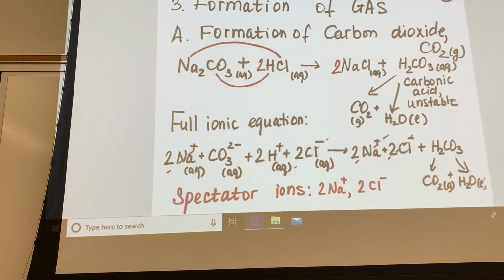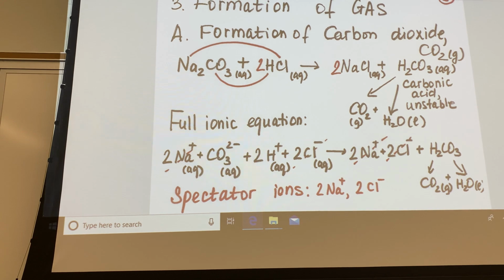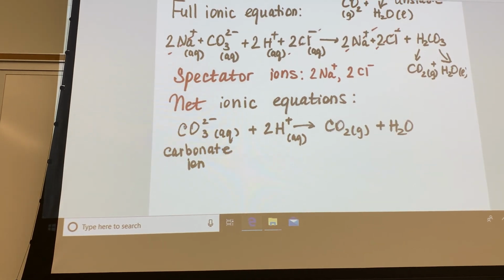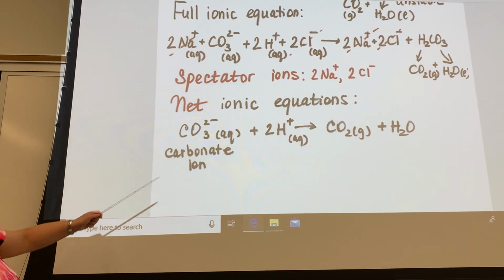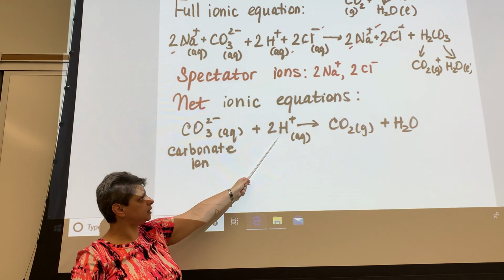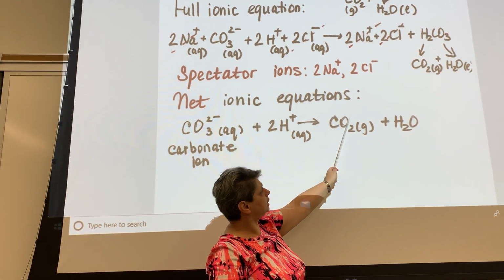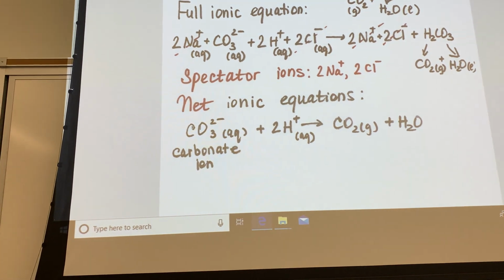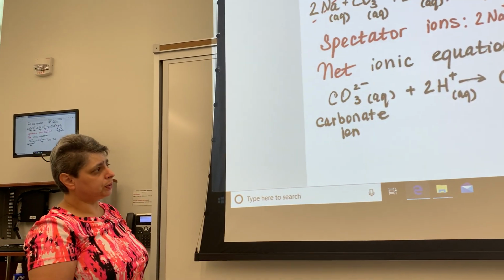No change, so we can exclude them or get rid of them. And as a result, we're going to get a net ionic equation of the reaction between a carbonate and hydrogen ion, which is produced by acids, and you get carbon dioxide gas and H2O. So the question is, how will we know that CO2 is indeed produced?